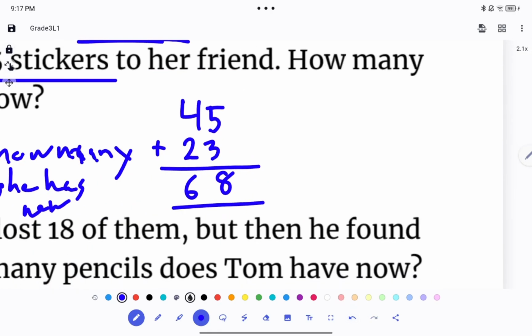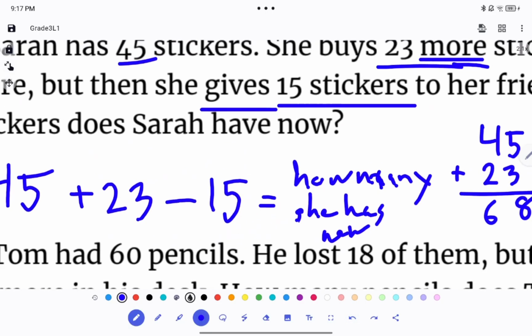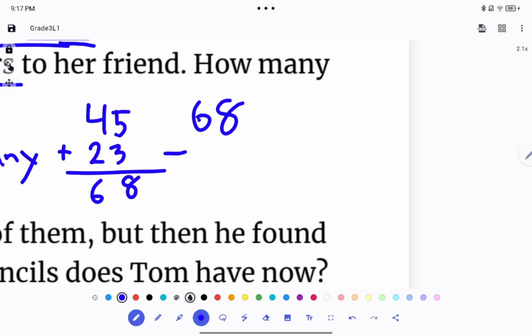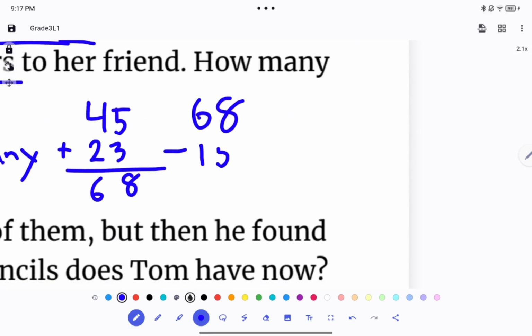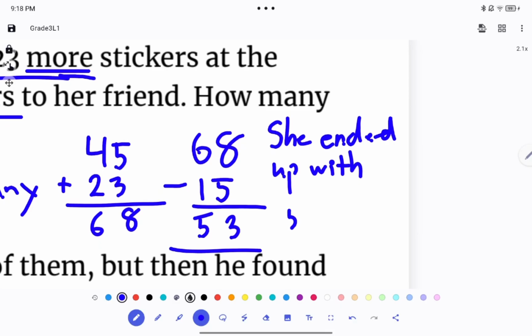But stop, that isn't our final answer. Remember, she gave away 15 at the store. I mean, to her friend. So we have to do 68 minus 15. So 8 minus 5, that's 3. And then we move on to the tens place. 6 minus 1, 5. And now we end up with 53 stickers. So she ended up with 53 stickers.